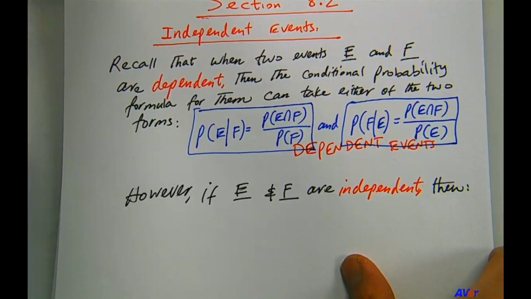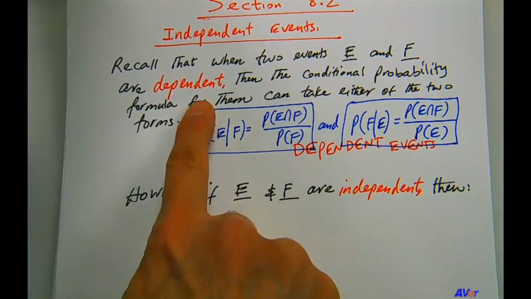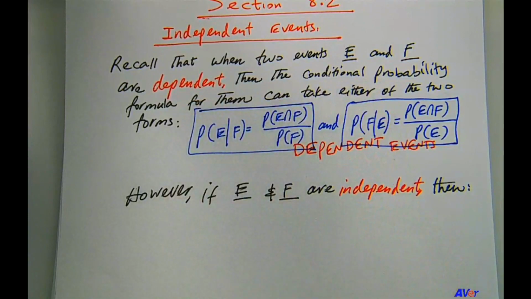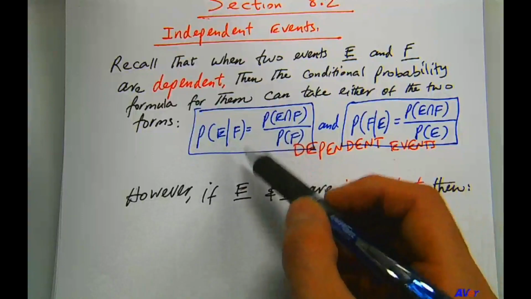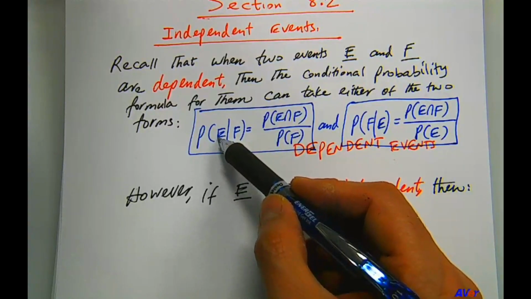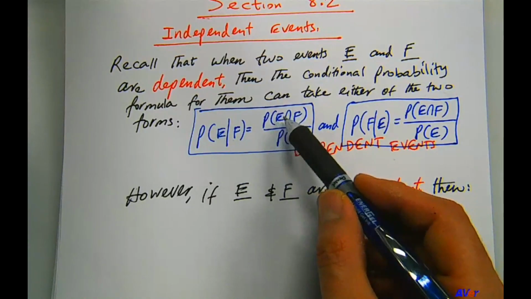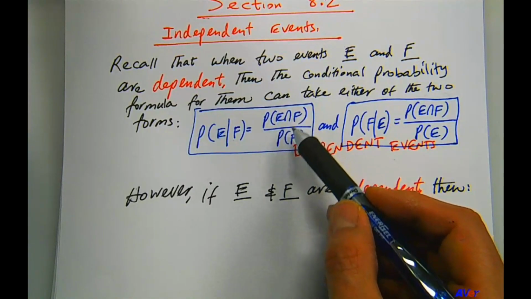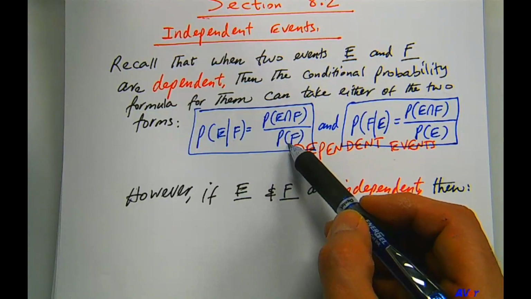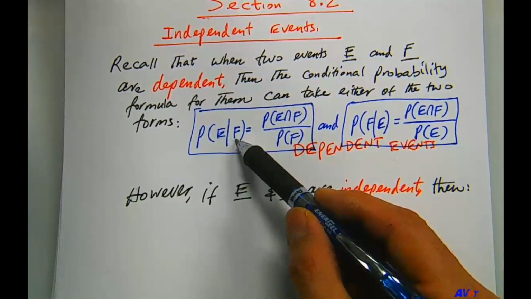When we started talking about conditional probability, when two events E and F are dependent, the conditional probability formula for them can take either of these two forms. Either we can write probability of E given F is equal to probability of E intersection F, when those two events happen at the same time, divided by probability of the known event, the one that has already occurred, which in this case is the event F.